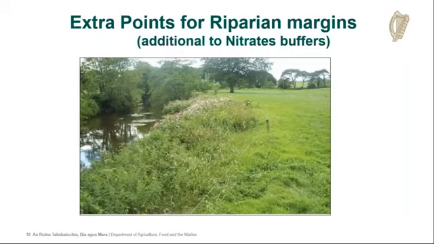There's extra points for riparian margins, and that's additional to the statutory requirements. The scorecard is designed so that these margins are heavily weighted, so that there will be approximately 40% of the total value of the scorecard. So it's really in a farmer's interest that they do have these margins.